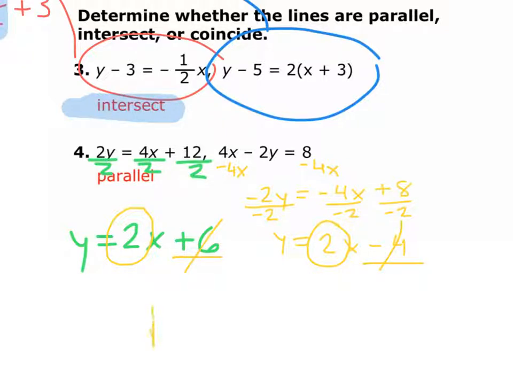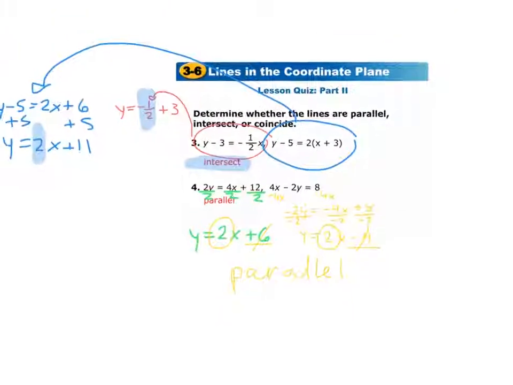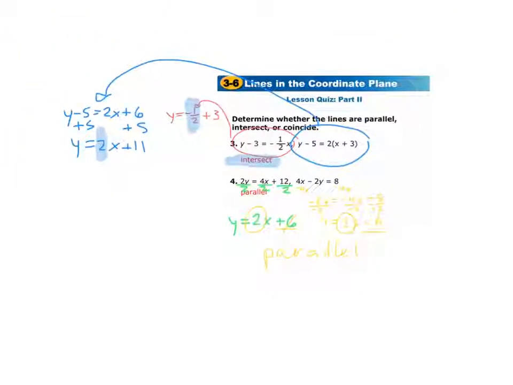So therefore these lines are only parallel. If they had the same y-intercept, then they would be coinciding because we would have the same line. So these two lines are parallel. So that is everything for 3.6.